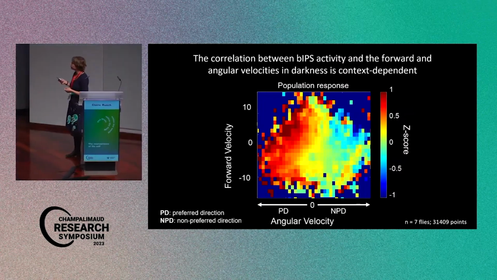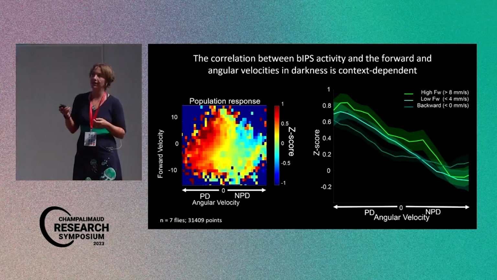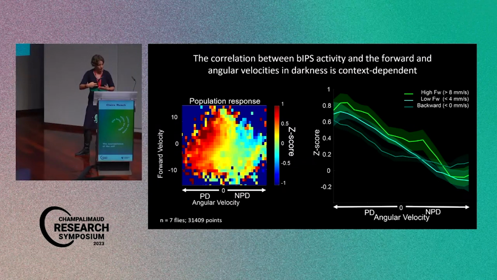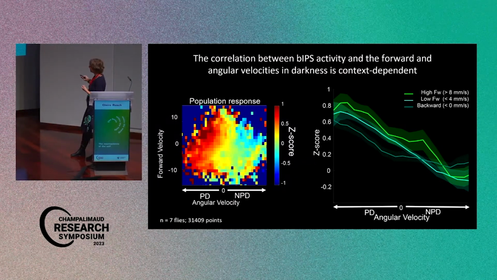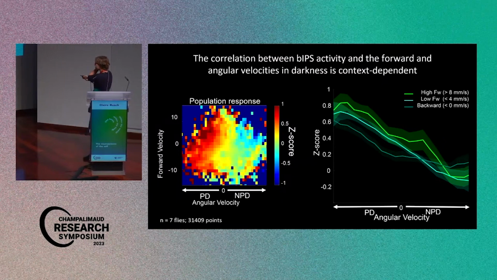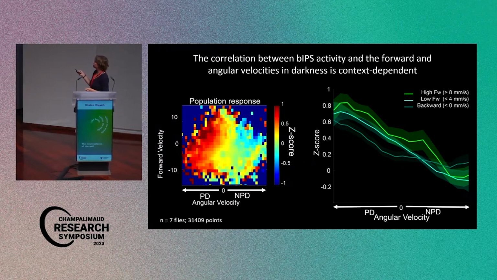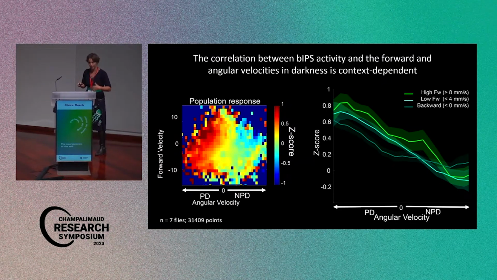And in fact, what I can do is take rows of this heat map and average the calcium signal across different forward velocities and plot it across the angular velocity value. So here, for example, this line would be when it's walking very fast. This is more of a low forward speed, and this is when the fly is walking backward.